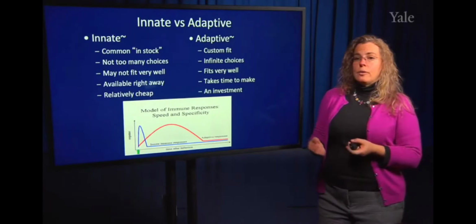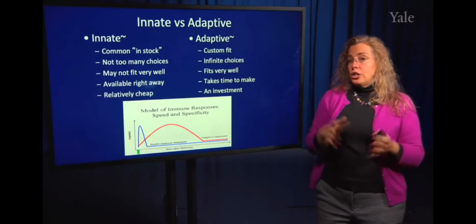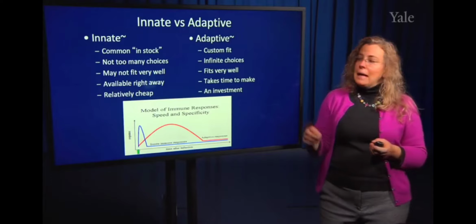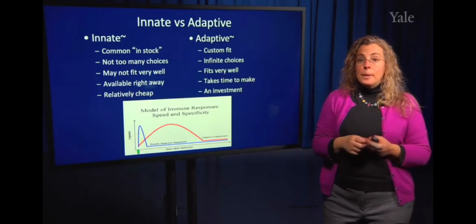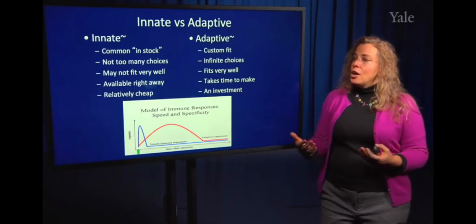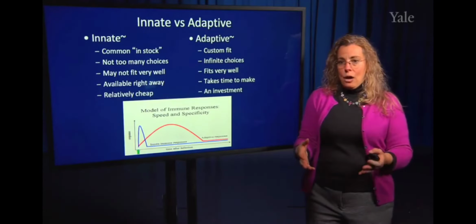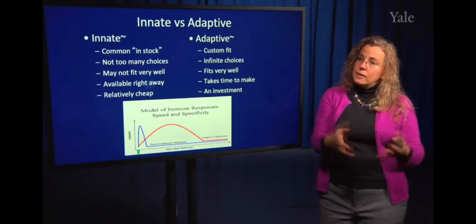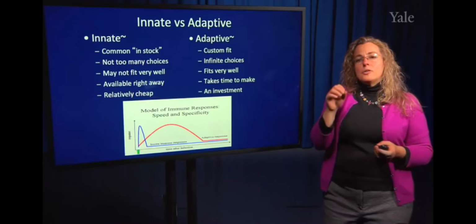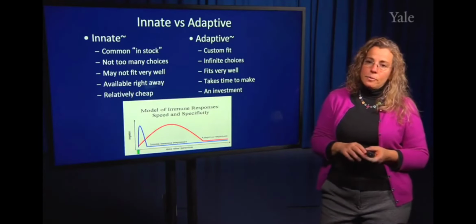You could also get a custom-made suit, custom fit exactly to your measurements. You have an infinite choice for color or material, and it's going to fit you extremely well. But it's going to take some time to make, and it's going to be a much bigger investment. So your innate immune system is the in-stock, what's available right now, works pretty well, and relatively small investment. And the adaptive immune response is custom fit, specifically to a pathogen, but it's going to take your body some time to make that, and it's a big investment for your body.